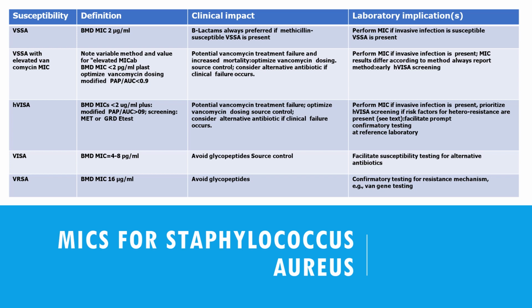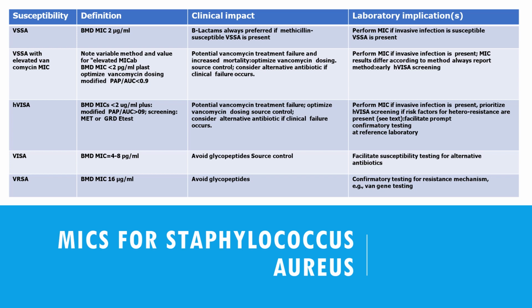Perform MIC if invasive infection is present. MIC result differs according to method. If there is heterogeneous vancomycin intermediate Staph aureus and MIC is less than 2 plus modified MIC to AUC is more than 9, then screen for hVISA testing. Potential vancomycin treatment failure, optimize the vancomycin dosage, source control, consider alternative antibiotic if clinical failure occurs. Perform MIC if invasive infection is present. Prioritize heterogeneous vancomycin intermediate Staph aureus screening if risk factors are present.